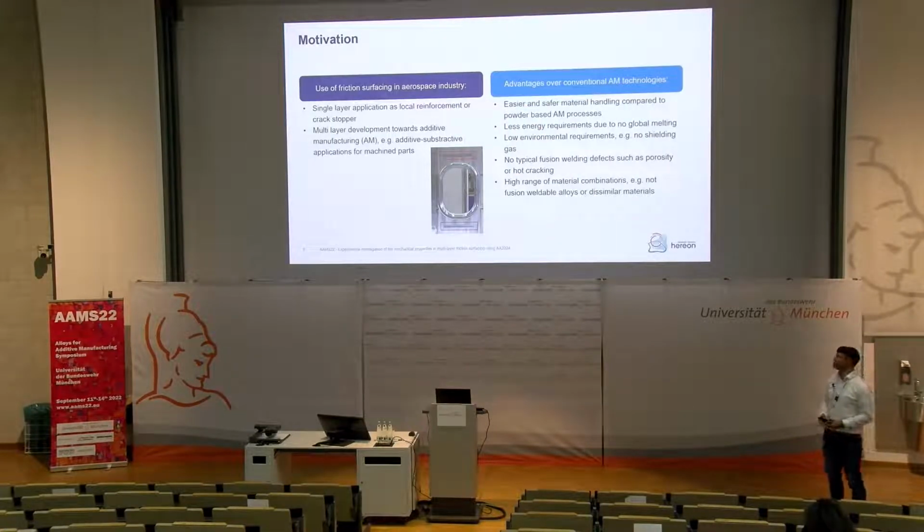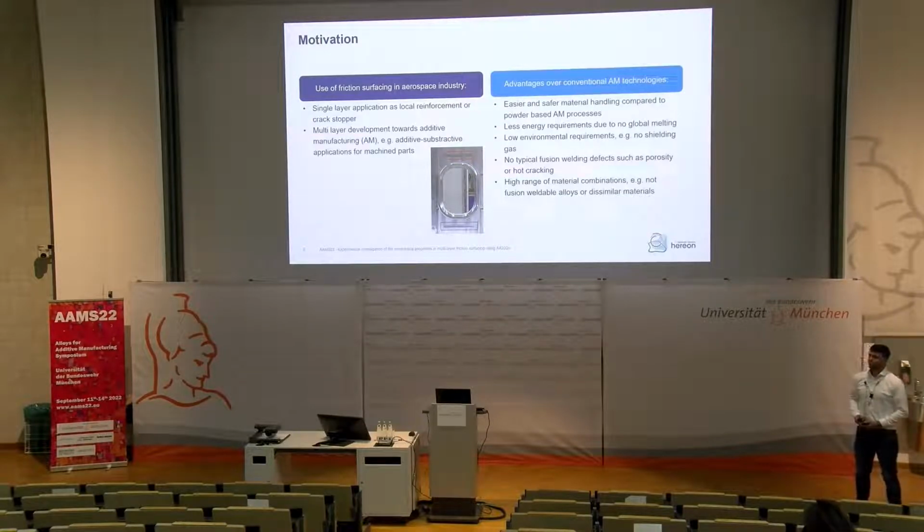Before I start with the contents of my presentation, I will give a short motivation why we investigate this friction surfacing process. It's basically intended for, or it was used for tool repair or crack repair. And in our project, we are interested in finding applications for the aerospace industry. For example, single layer applications like local reinforcements, for example, for stringers or for skin parts, which usually are done by riveted plates. With our process, we could simply make a single layer deposit to do that.